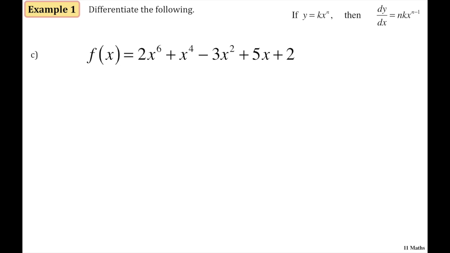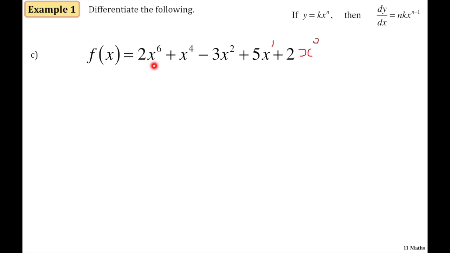Now this one's a little bit more complicated because we're actually starting with many parts. So we just do each part separately. There is one thing that I'm going to actually point out though before we start, and that's the 5x term in the question. That's effectively 5x to the power of 1, and the 2 doesn't have an x, so it's really like an x to the power of 0. Let's see what happens when we look at each term individually.